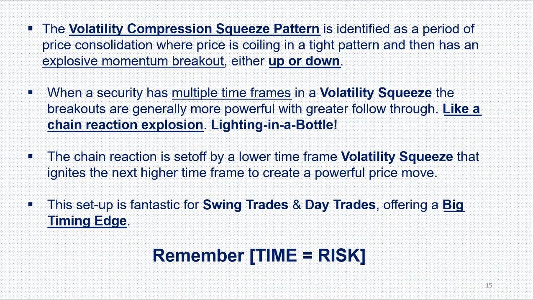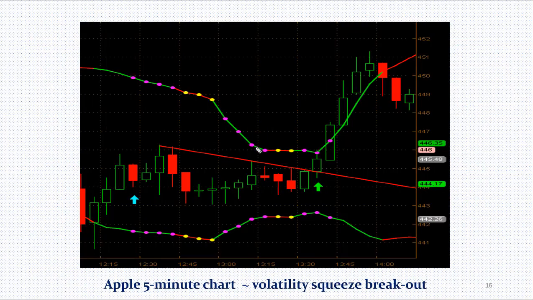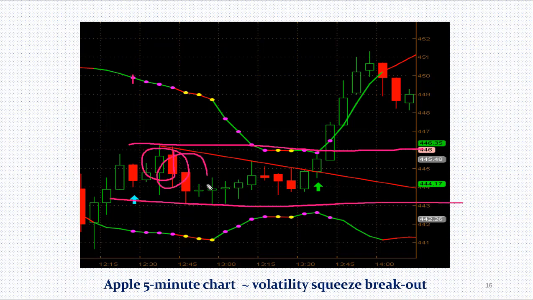So remember, time equals risk. The quicker you're in and out of a trade, the less risk you're going to have. So here you can see the squeeze. My indicators have these dots that indicate when a squeeze starts. But the thing you can see is it's in a coiling tight pattern here. So it's just coiling. Now the next question is, is it going to break up or is it going to break down? So I'll use trend lines or prior breaks of prior highs or lows.